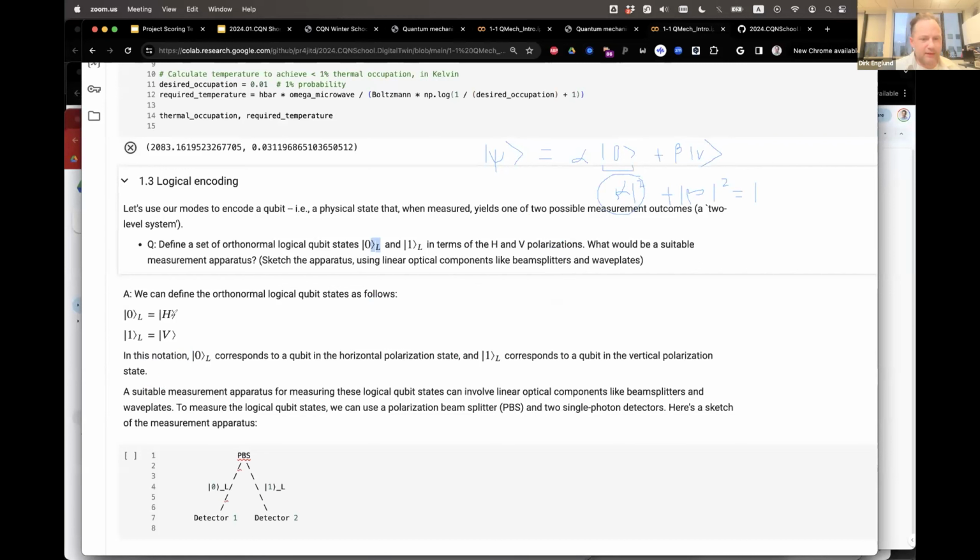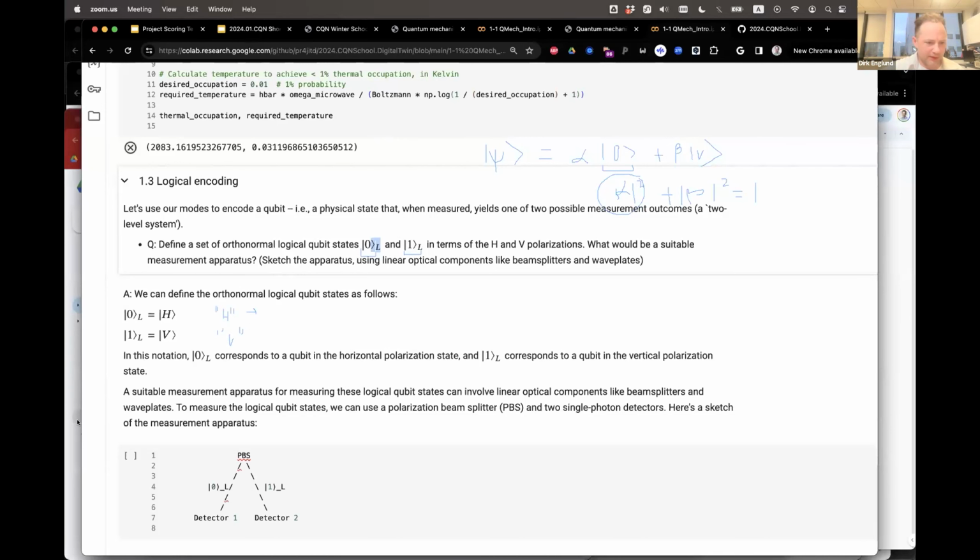Okay, so let's encode the qubit whose logical states are given here. Let's encode that in a physical system as the horizontally polarized mode and the vertically polarized mode, each of which is either occupied by 0 or 1 photons. But the total number of photons is equal to 1, the constraint.